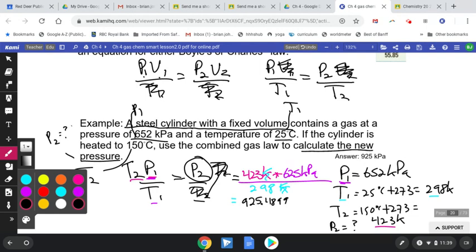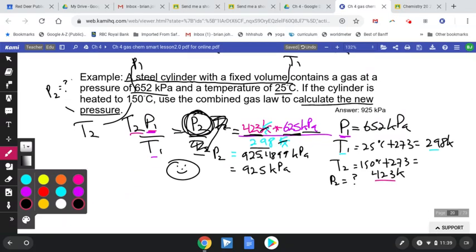925.4899. And our units, kelvins cancel, kilopascal, that makes sense. We're solving for pressure 2. And sig digs, 3, 3, 3. So our final answer is 3 sig digs, 925 kilopascal. How awesome is that? So that's combined gas law. We'll do 2 more questions.